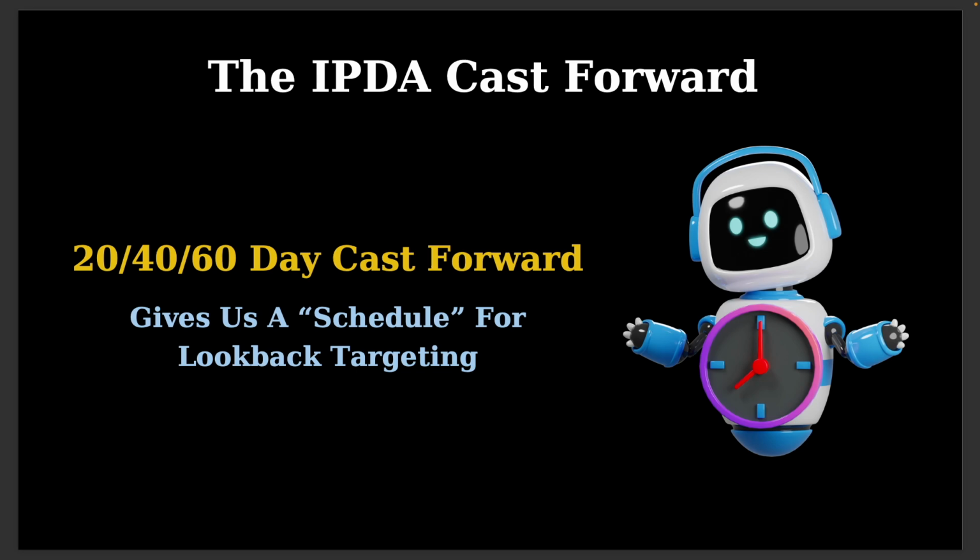So after we've found our 20, 40, 60-day look back range, we can use the cast forward. What is the cast forward? The cast forward is using the same anchor, which we'll discuss again later in the video, as we do for the look back range. And it gives us a quote schedule for when we can expect those look back targets to be met. So we can get a really good idea of not only where we are going on the daily chart, but when we can expect those targets to be met.